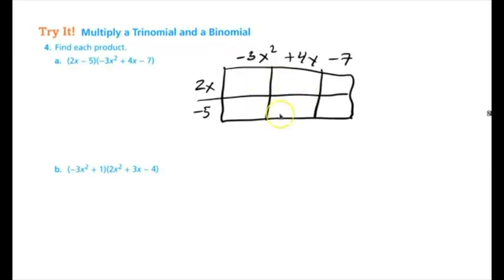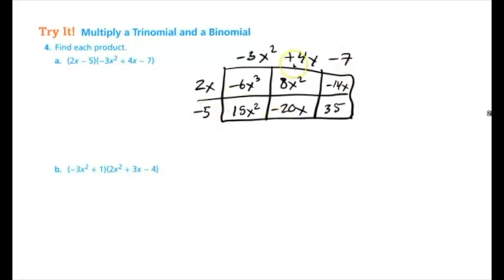And all we're going to do is find the area of each of these boxes. I'm going to multiply these two together. I get negative 6x cubed. Multiply this guy by that guy. 2 times 4 is 8. And then we have 2 x's. Multiply 2x times negative 7. I get negative 14x. Down here, negative 5 times negative 3 is 15x squared. Over here is negative 20x. And then this final one, negative 5 times negative 7. Again, we're multiplying, 35. Again, you're not done. You have to rewrite it.